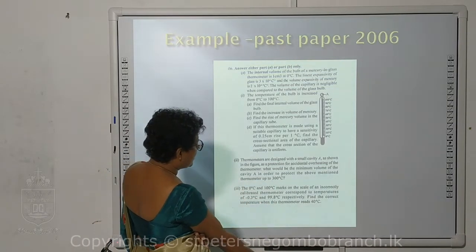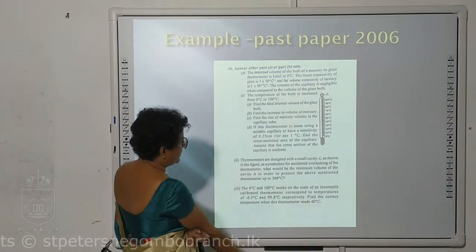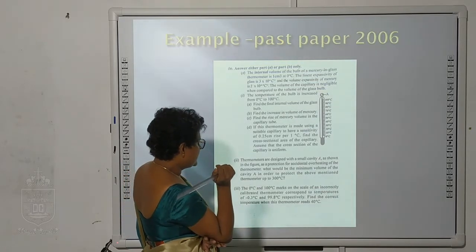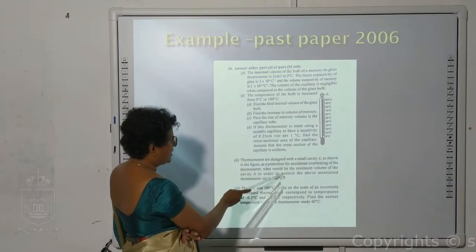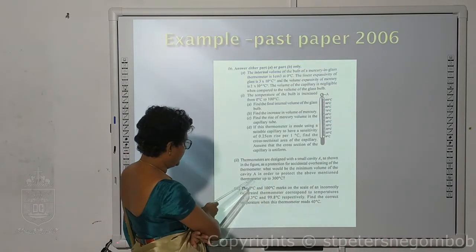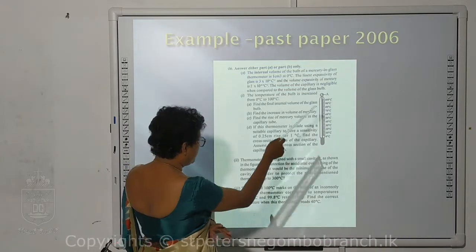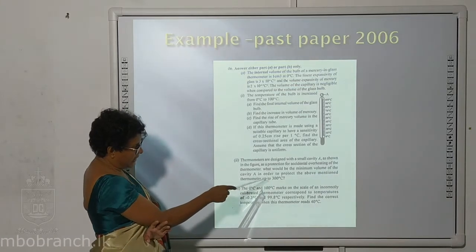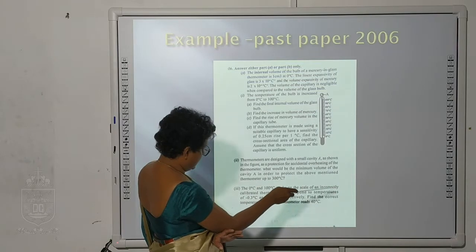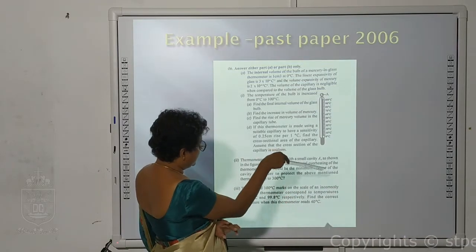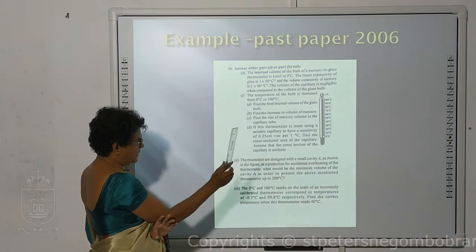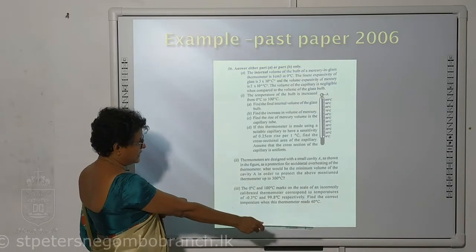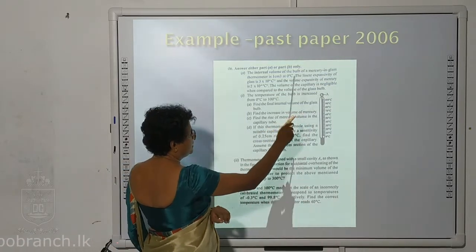Thermometers are designed with a small cavity A. Look here, the small cavity A, as shown in the figure, as a protection for accidental overheating of the thermometer. What would be the minimum volume of the cavity A in order to protect the above mentioned thermometer up to 300 degrees Celsius? So again, apply V2 equals V1 plus gamma delta theta for this thermometer and find the maximum volume. And from the initial volume, you subtract that, then you will get the needed volume here, right?